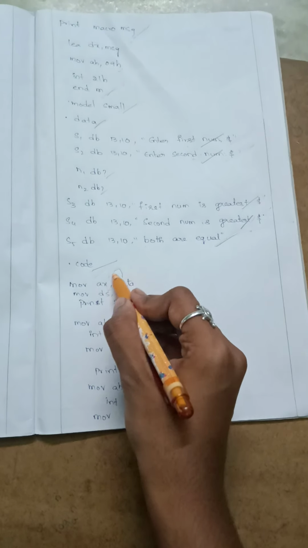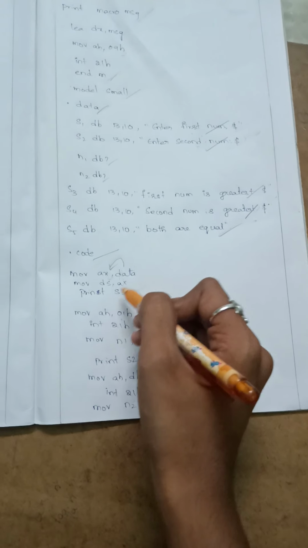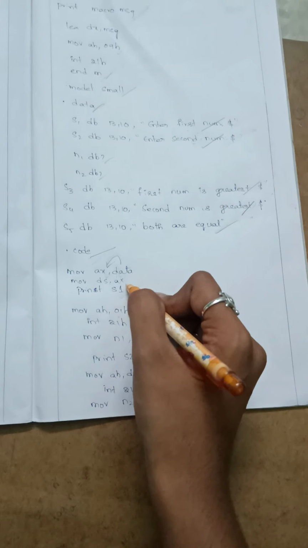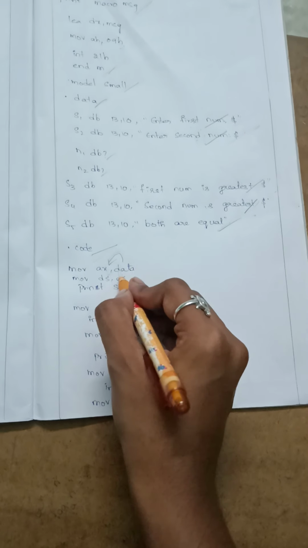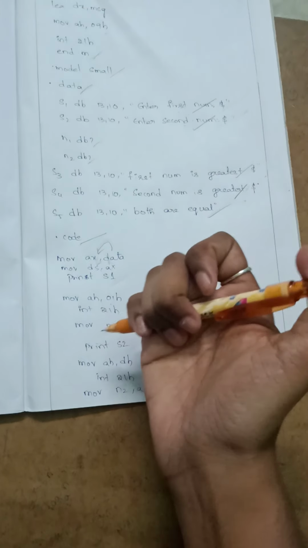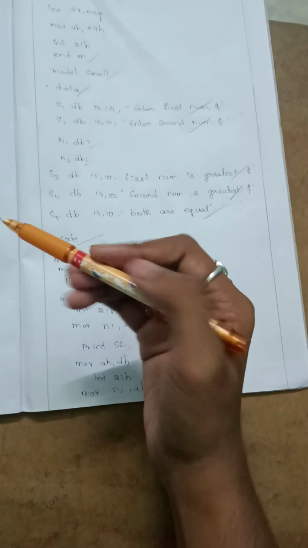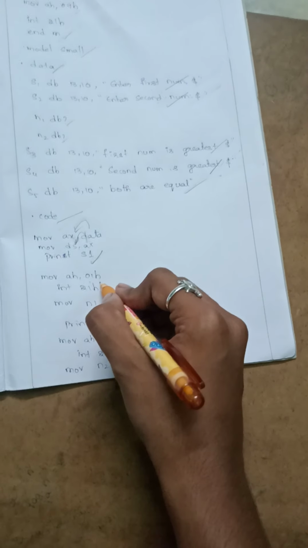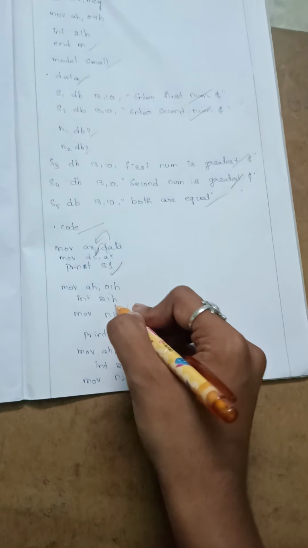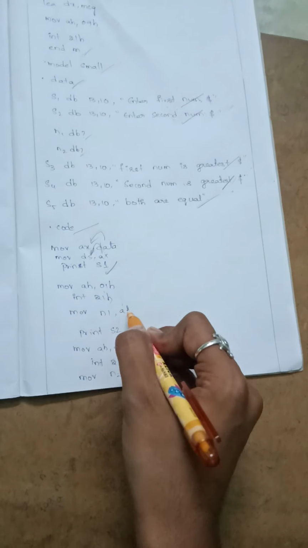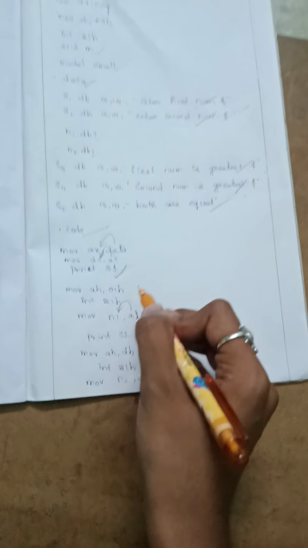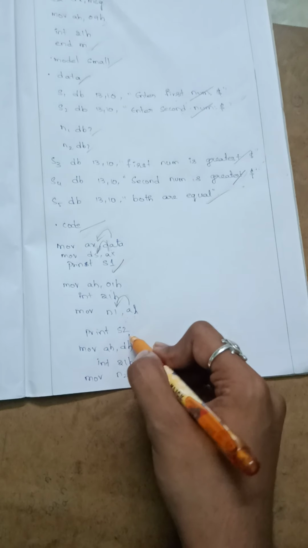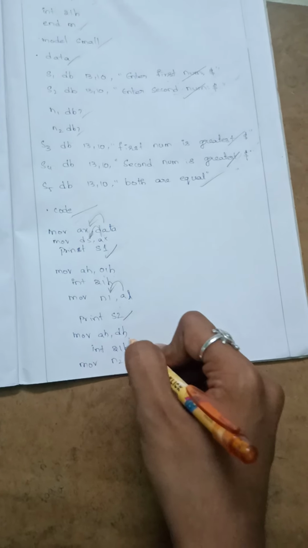It means the data is stored in the AX register. After that, MOV DS, AX. It means the stored data in the AX register is moved to DS. After that, S1 is going to be printed, and then MOV AH, 01H, INT 21H, MOV n1, AL. It means the AL value is moved to n1, and then S2 is going to be printed. MOV AH, 01H, INT 21H, MOV n2, AL.